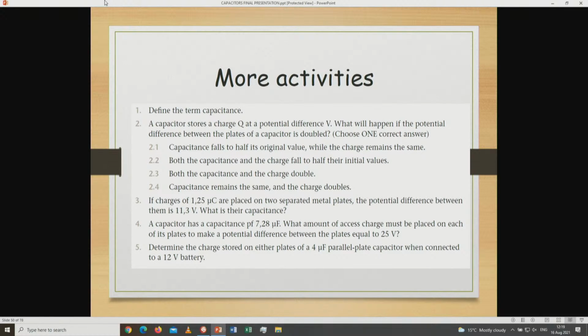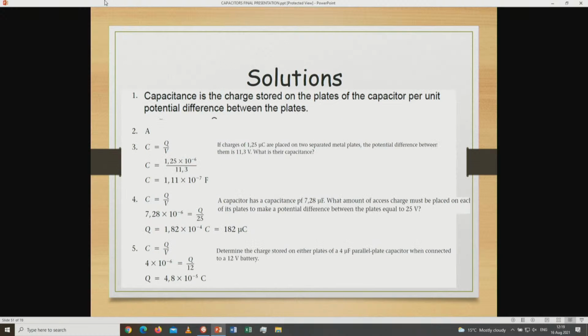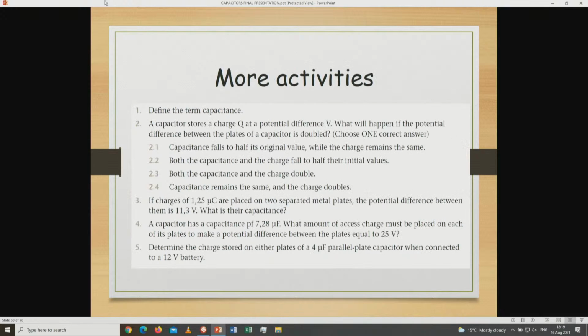Right, some more activities. The first one: define the term capacitance. We know that capacitance is the charge stored on the plates of the capacitor per unit potential difference between the plates.